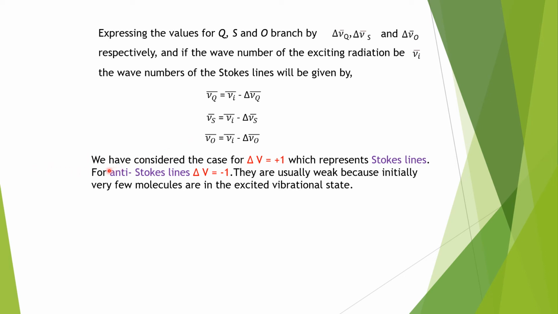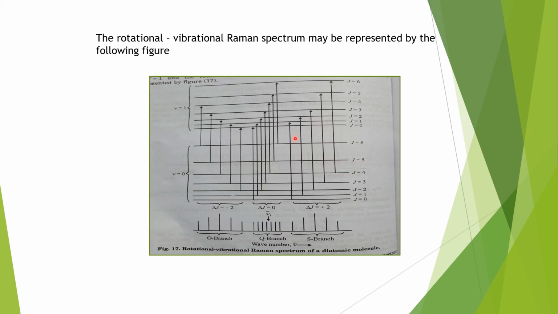So here we have considered the case for only delta V equal to plus 1, which represents Stokes lines. For anti-Stokes lines, delta V is equal to minus 1, and they are usually weak because initially very few molecules are in the excited vibrational state. So these are the values, if you express the values for Q, S and O branch in terms of delta nu bar Q, delta nu bar S and delta nu bar O.